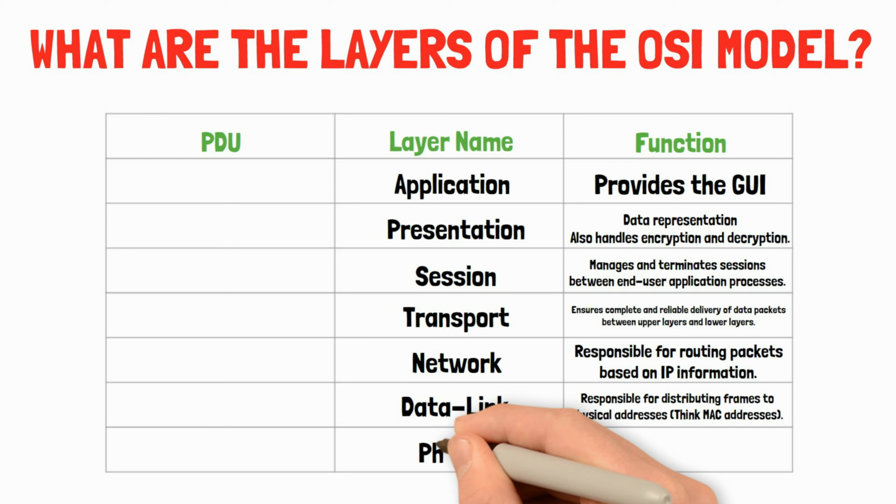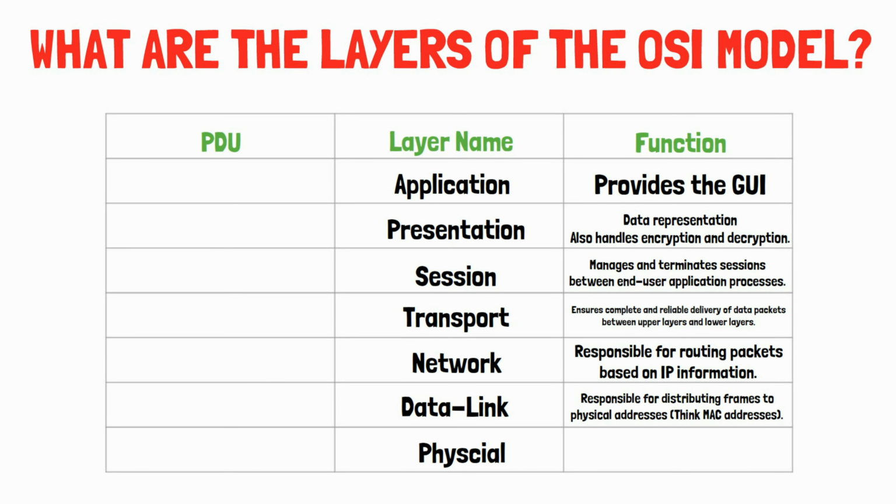And last but not least, we have the physical layer. So this is the transportation medium. Think wires and radio signals. This layer is all about the transportation medium, whether you're using wireless, fiber, Ethernet, whatever it may be. So now that we have the 7 layers, let's break down the PDU for each layer.